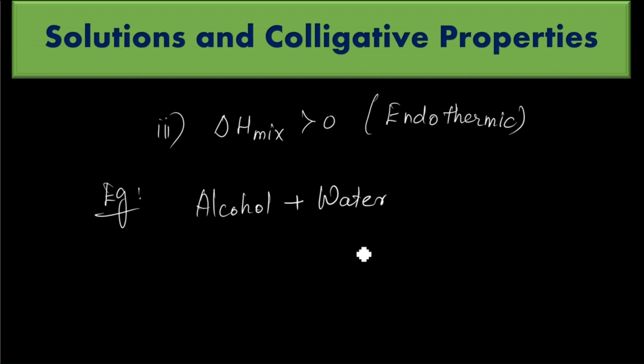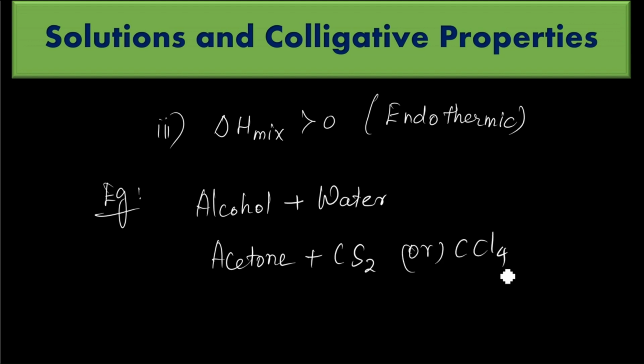Then acetone with sulfur dioxide, CS2. Acetone with CS2, or CCl4 also you can take. You have to check whether the question can be asked in the way of which of the following shows negative deviation, which of the following shows positive deviation. So you have to check which hydrogen bonding, which interaction is more.